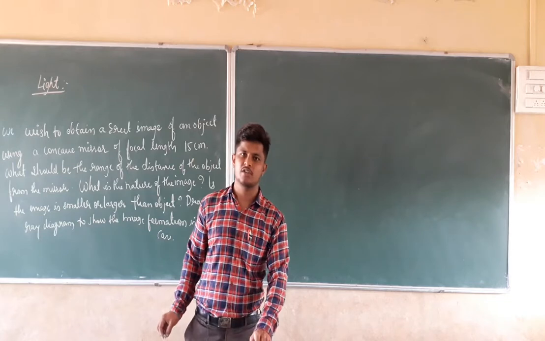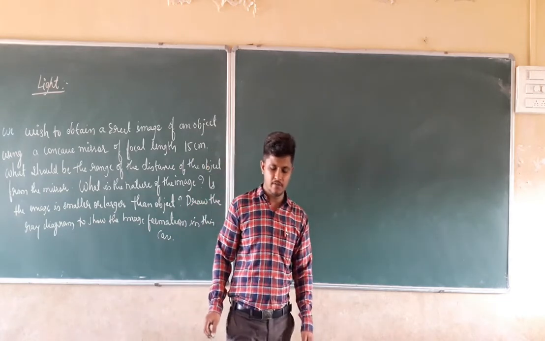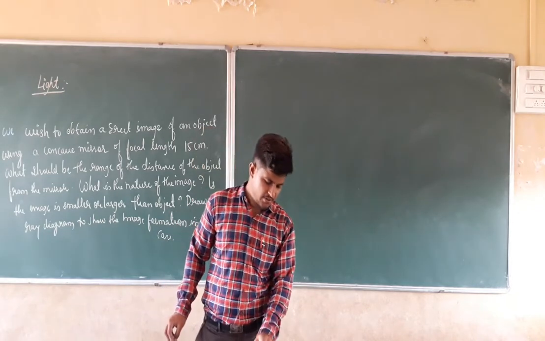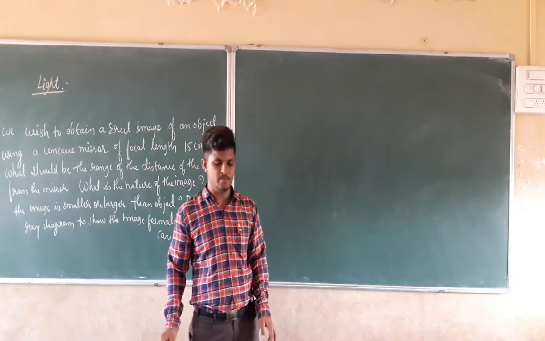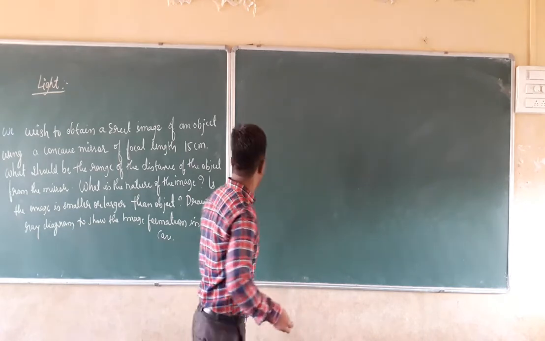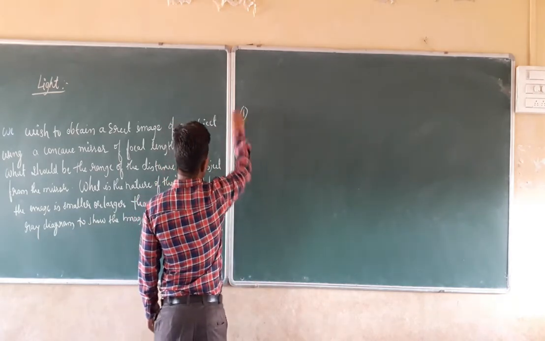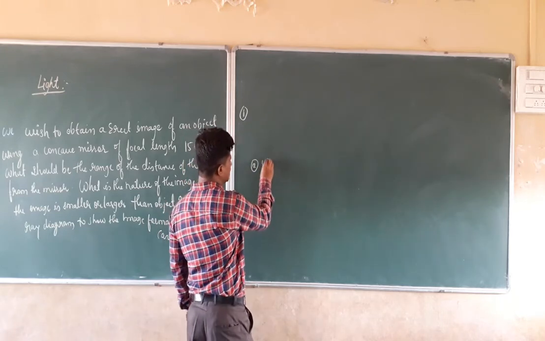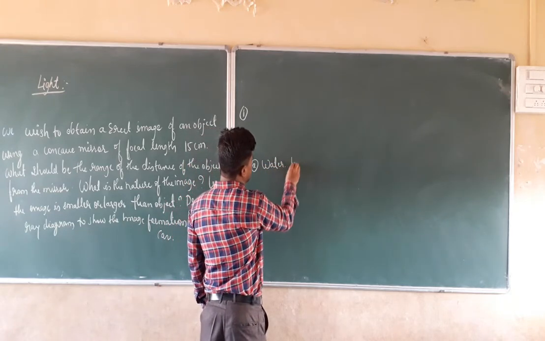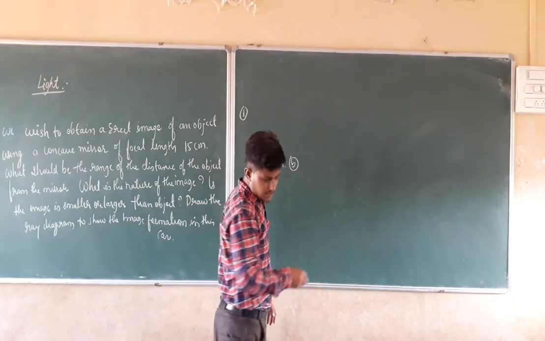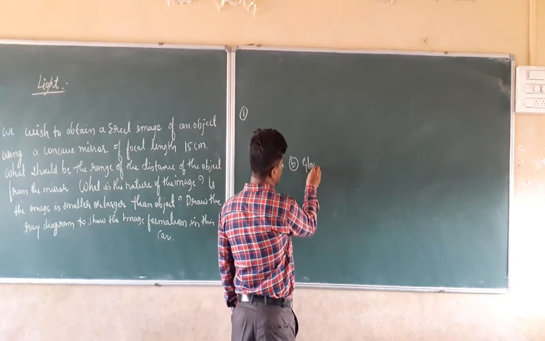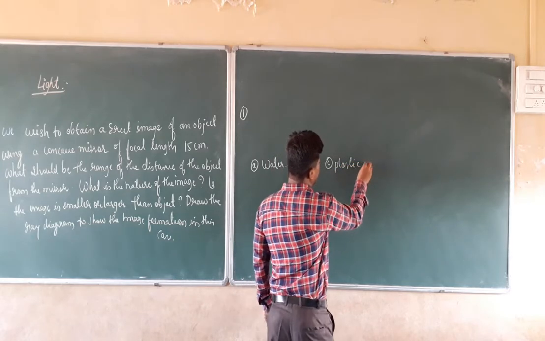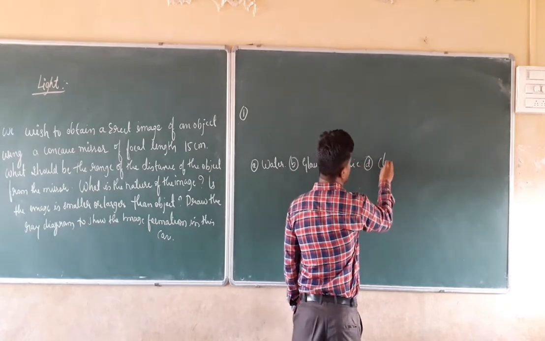The first question in that exercise is: which one of the following materials cannot be used to make a lens? There are 4 options. The first option is water. The second option is glass. The third option is plastic. And the fourth option is clay.